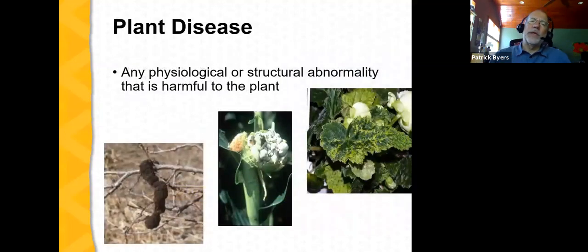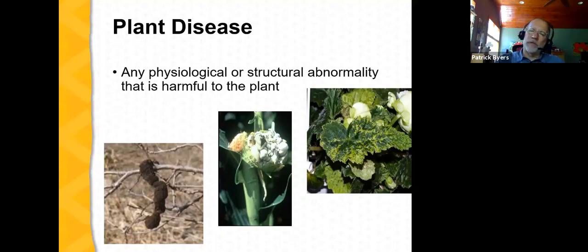A definition: what is a plant disease? A plant disease is any physiological or structural abnormality that's harmful to the plant. And we can look at these pictures and see some examples. It might be something that destroys a branch, as we see in that lower picture. That's black knot on a plum. Could be a disease that destroys the fruiting part of a crop, and that's corn smut on sweet corn.